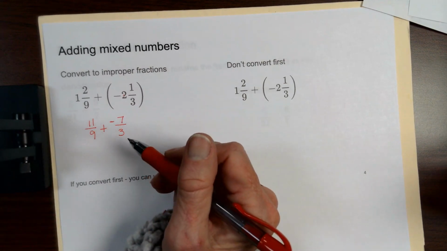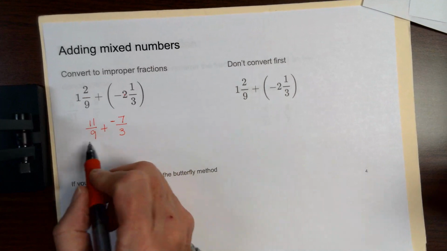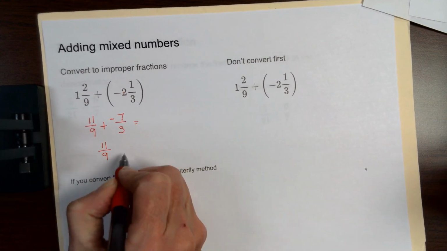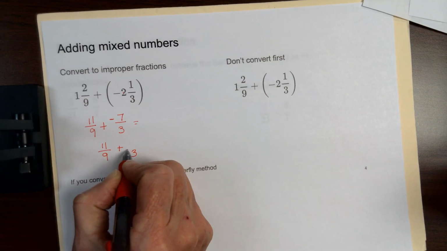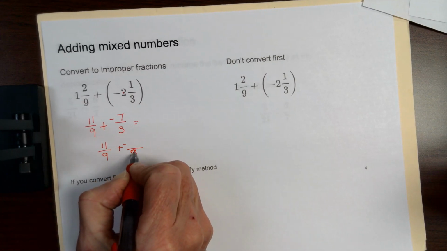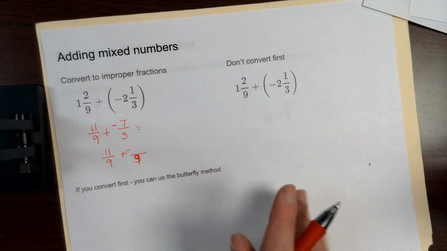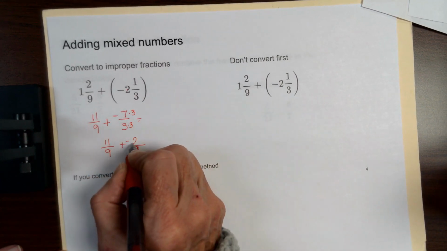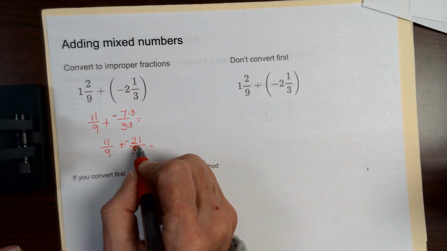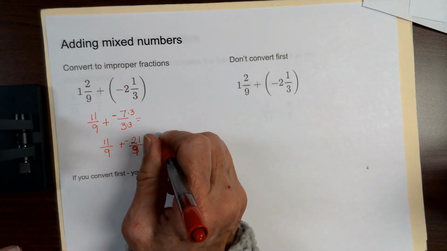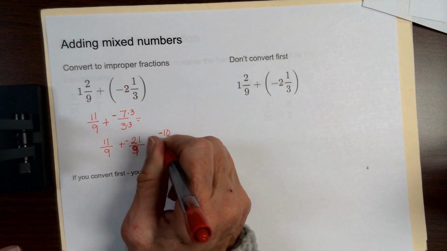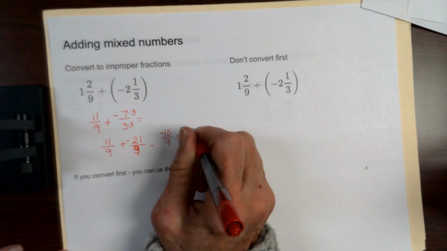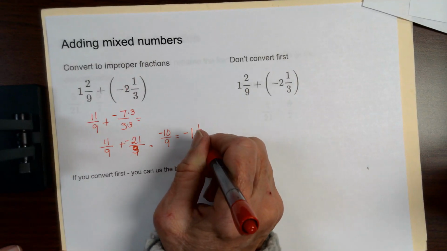Well, I've got to come up with a common denominator between those, and it would be 9. So the first one I leave alone. The second one, oops, that needs to be a 9 right there. I'm going to multiply the top and the bottom by 3. So I have a -21. So when I do -21 plus 11, I get a -10 over 9. If I make that back into a mixed numeral, it's a -1 and 1/9.